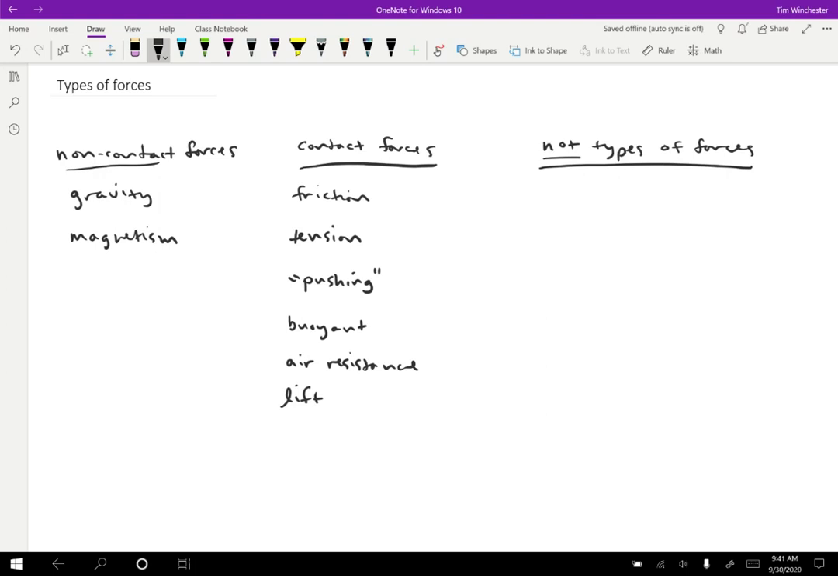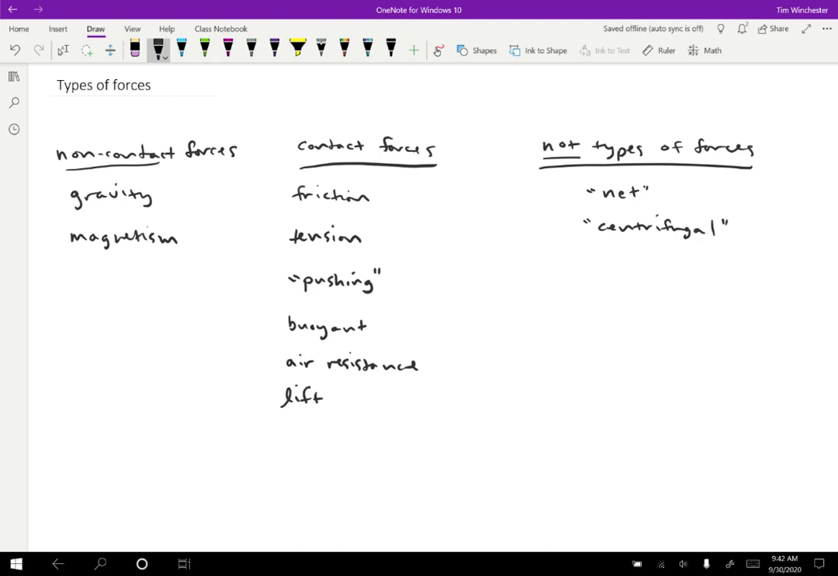Okay, so this last column, again, is not real forces, but they're ones that I want to talk about because they come up so often. So one is the net force. In physics, we often add up all the forces on a given object and get a total force. And we have a special name for the total force. We call it the net force, but it's not actually a type of force. It just means the total. Okay, so don't be confused. The net force isn't a new type of force. It's just the sum of all the other forces. Another one that comes up is centrifugal.